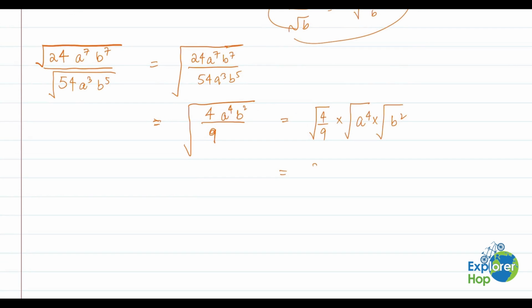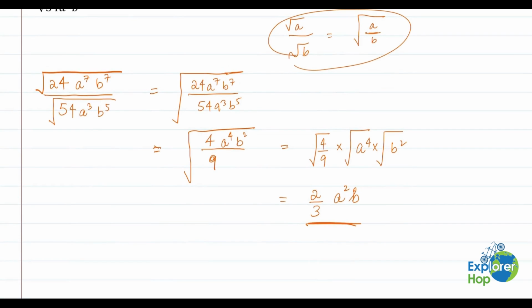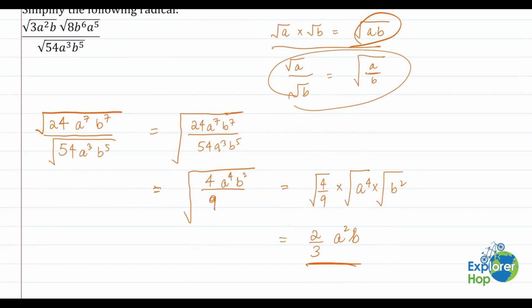Now we can separately evaluate them. The square root of 4 by 9 we all know is 2 by 3. The square root of a⁴ would obviously be a², and the square root of b² would obviously be b. And now this is our final simplification of the radical.